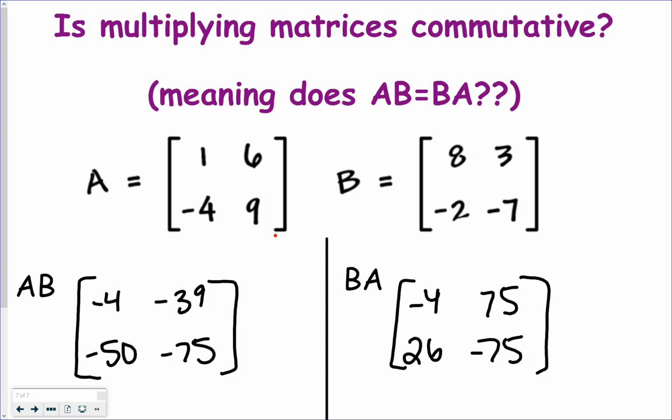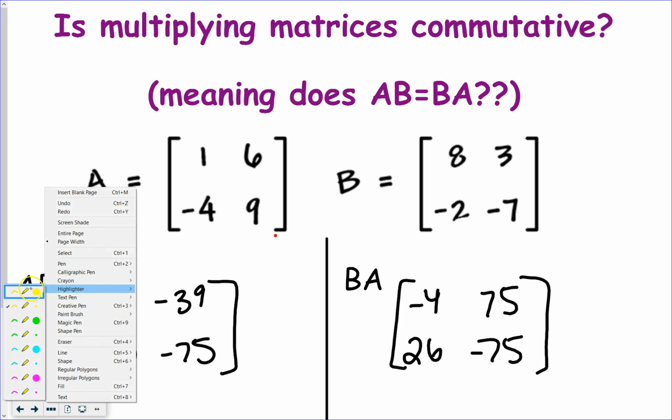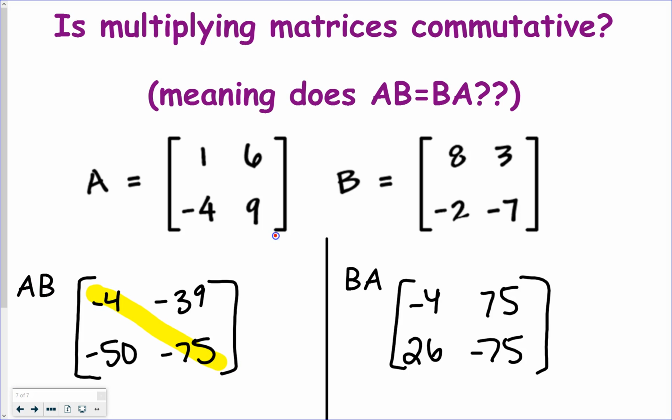So they're not commutative. It's going to be different. But what did match? The first and last point, the diagonal. Even though they don't match completely and they're not commutative, when you do it in reverse like this with your square matrices, that diagonal will always be the same. But the other pieces will not.